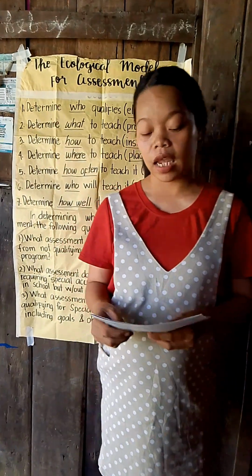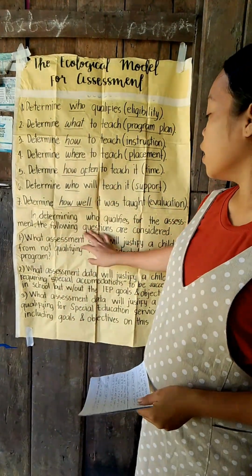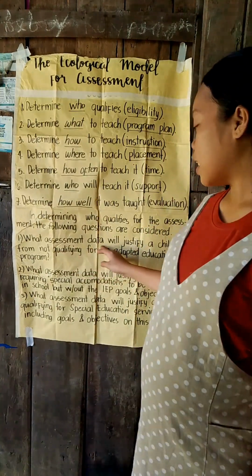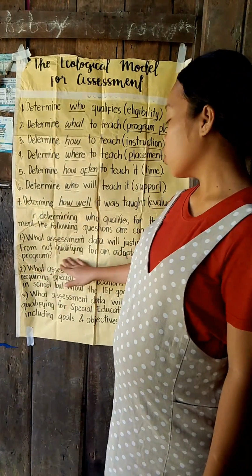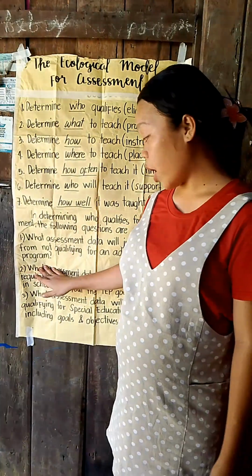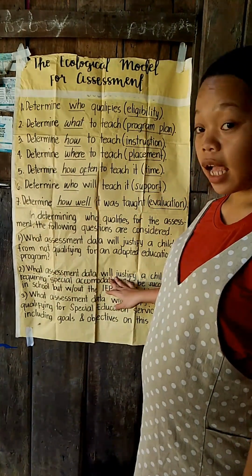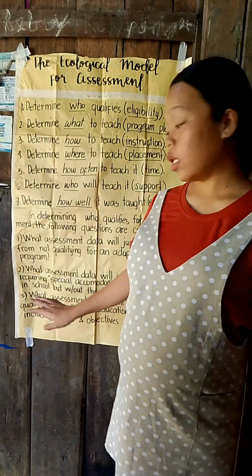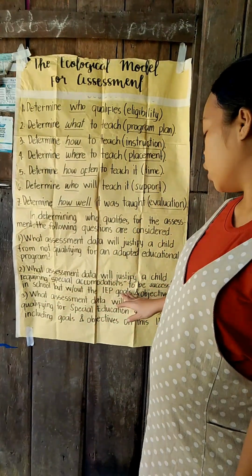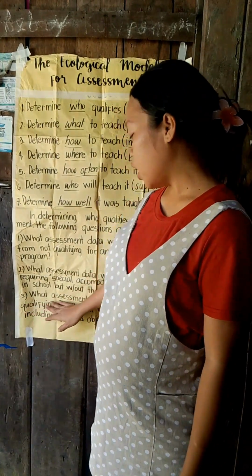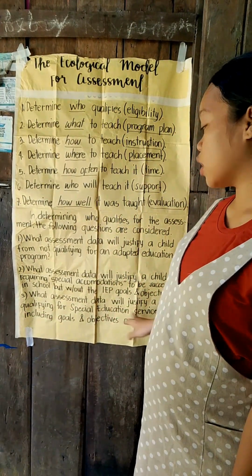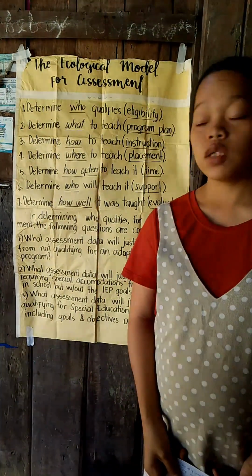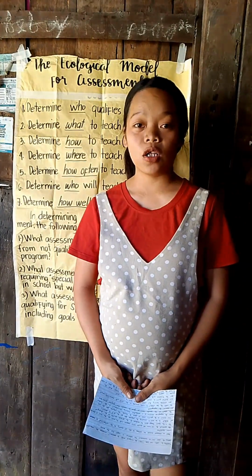So in determining who qualifies for the assessment, the following questions are considered. Number 1, what assessment data will justify a child not qualifying for an adapted educational program? Second, what assessment data will justify a child requiring special accommodation to be successful in school but without the IEP goals and objectives? And number 3, what assessment data will justify a child qualifying for special education services including goals and objectives on this IEP?